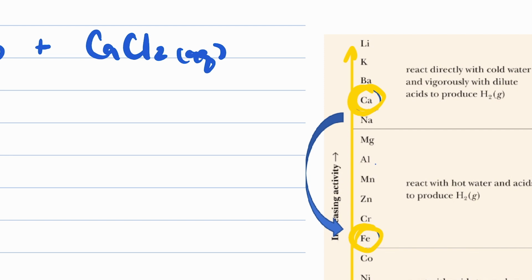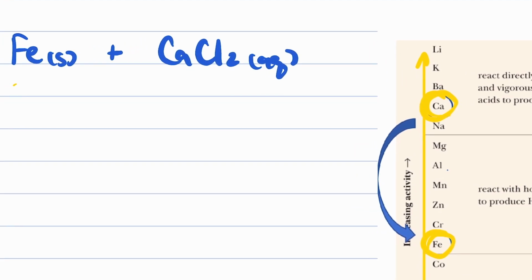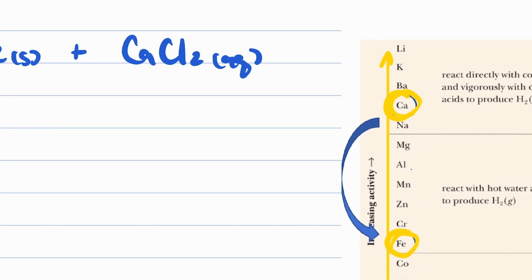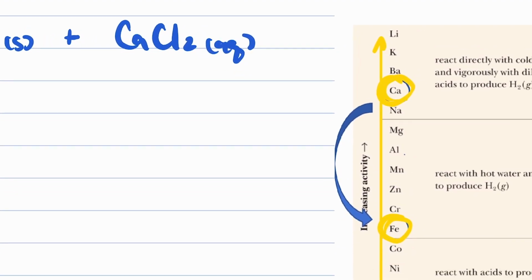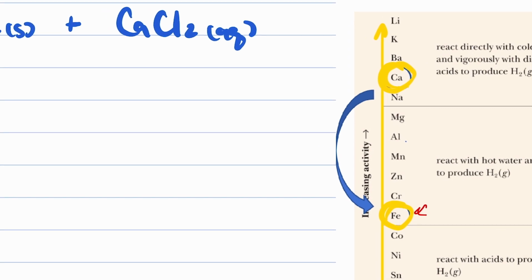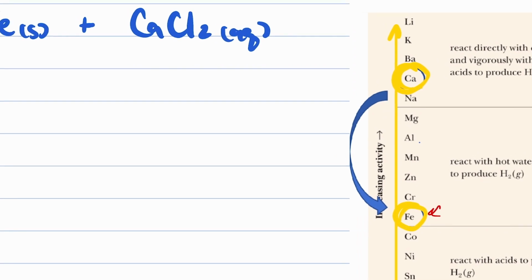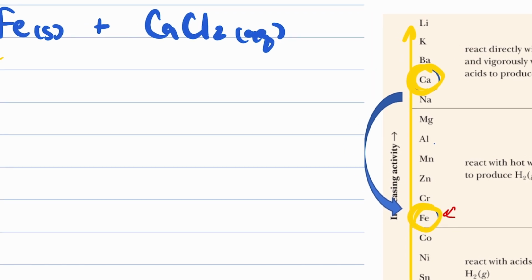Is Cl going to be leaving the current boyfriend to go with iron? No, right? This fella is boring. It's not reactive enough. So it's going to stay with calcium, okay? No reaction will take place here. So again, in order for a reaction to take place, the single element is going to have to be more reactive than the compound element or metal, okay? So no reaction here.